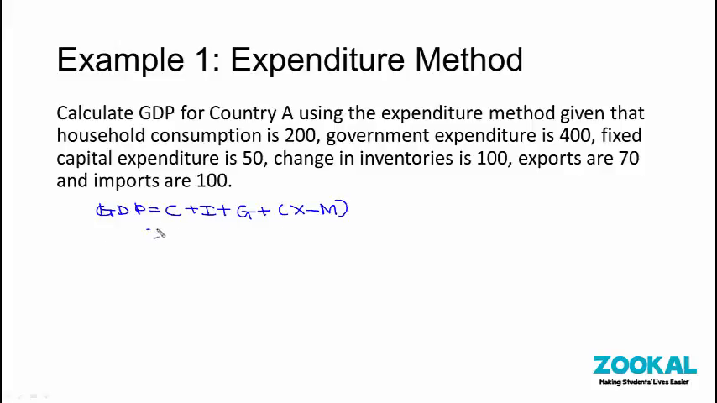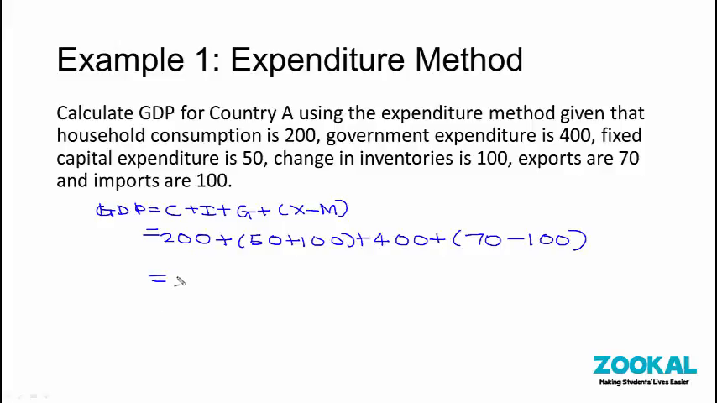So what's consumption in this economy? Well, that's in the question. It says household consumption is 200. Now, investment in the economy includes capital expenditure, which is 50, and change in inventories, which is 100, plus government spending. So government expenditure in the question, we can see that it's 400, plus X minus M, which is net exports. So exports in the economy is 70, and imports is 100. So when we add those components all together, we should get 720. So that's a very simple example on how to calculate GDP using the expenditure method.